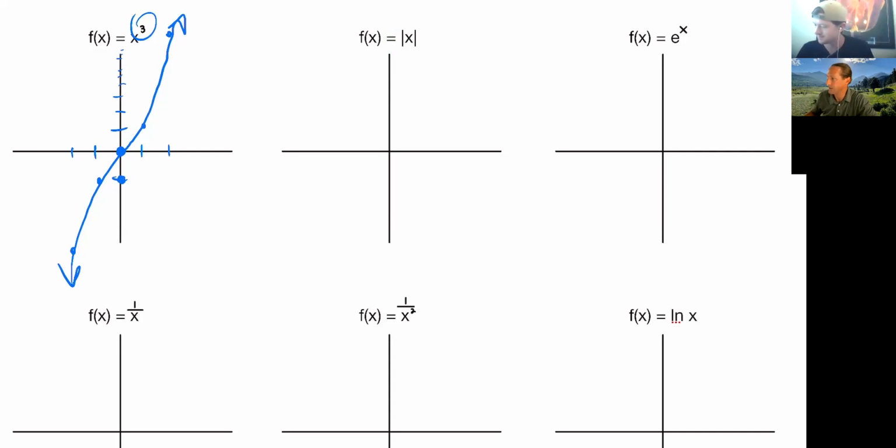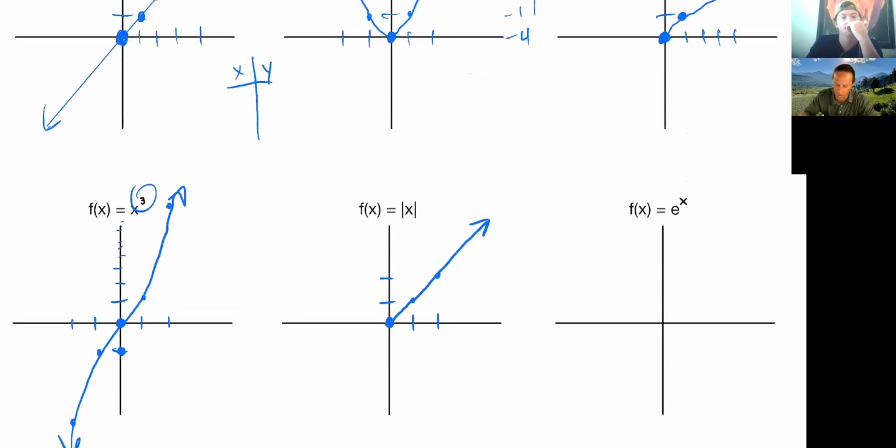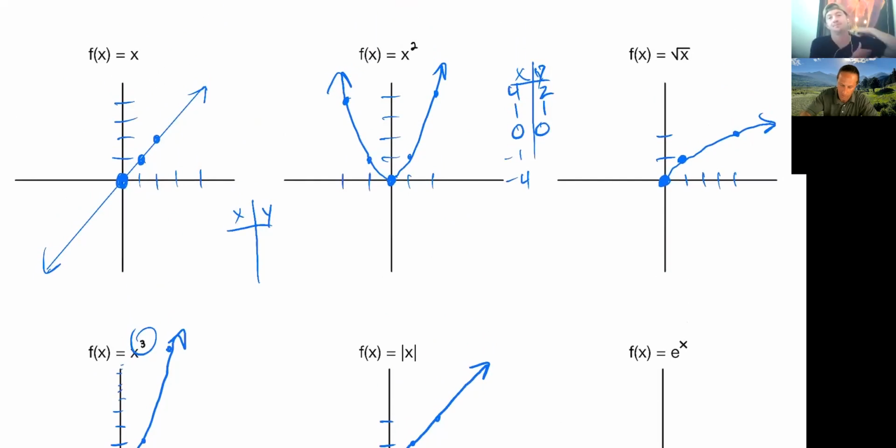What does it look like? V. Absolute value. That's right. 0, 0. Absolute value of 1 is 1. Absolute value of 2 is 2. So it starts to look like that line that we just graphed a minute ago. That y equals x line, where everything was the exact same.